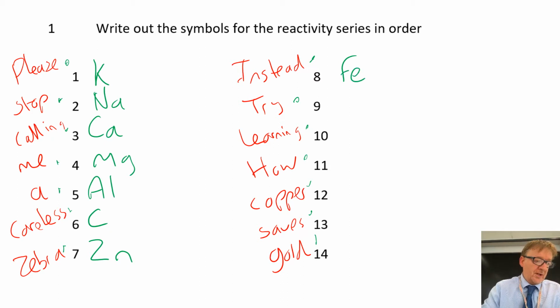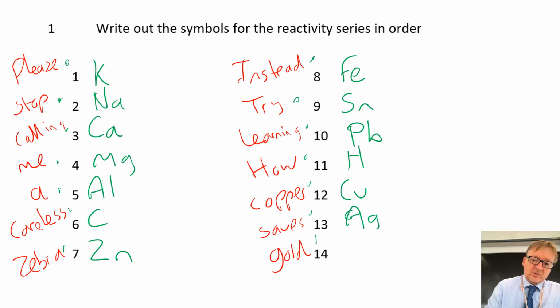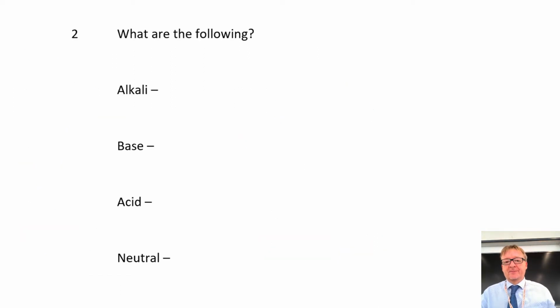Instead is iron. Try is Sn, tin. Learning is lead, Pb. H is hydrogen. Copper is obviously copper. Silver is Ag, and gold is Au. Okay, so we just need to go through those and we need to learn them.